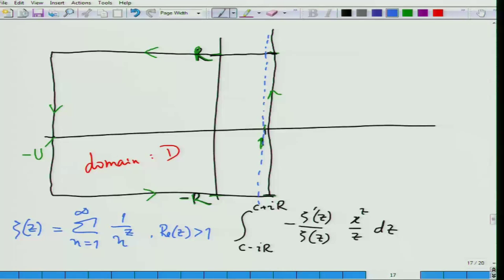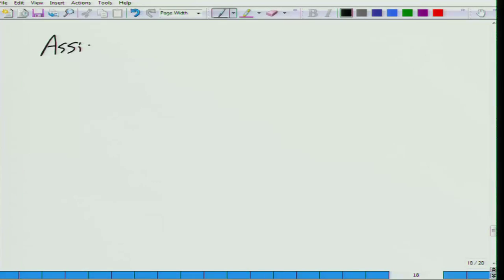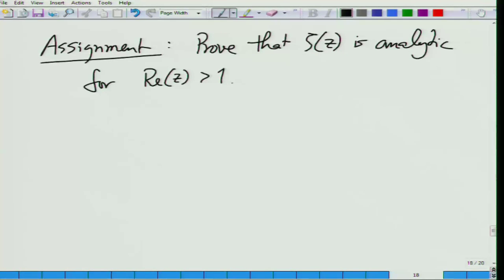So zeta z is defined everywhere here, but there are problems on this side. Going further, zeta z is defined on the right hand side, but is it analytic on the right hand side at every point? How do you prove it to be analytic? Okay, this is an assignment. It's a reasonably straightforward proof. Just use the tools that you have learnt. How do you prove something analytic? And apply those tools.